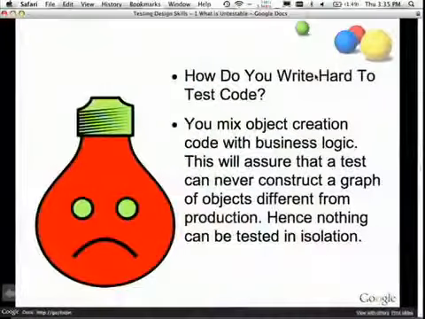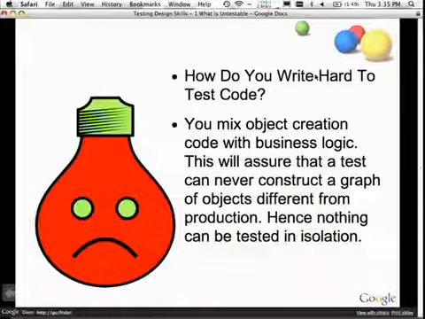So let me ask the question again. How do you write hard-to-test code? The real crux of the problem is, if you want to make code hard to test, you mix your object creation code with business logic. The moment you mix those two pieces together, you cannot instantiate anything in isolation. And when you cannot instantiate anything in isolation, the only thing you can possibly instantiate is these humongous chunks of application which pretty much cause you to instantiate the whole thing. And now we're back to square one, which is scenario-based testing. And we already decided it's not a good idea.